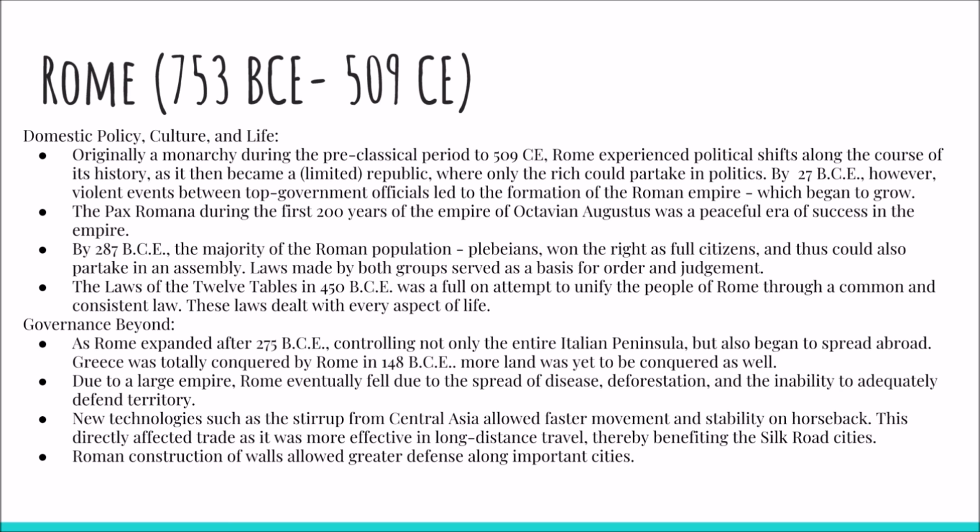Eventually, however, Rome fell due to a range of issues: disease, deforestation, and the inability to adequately defend territory could be credited to the environment. Rome's trade routes facilitated a large amount of movement among people due to the creation of walls and roads to aid and protect trade, which also aided the spread of disease and invaders. Rome's large girth meant that soldiers couldn't adequately defend all of its territories, seen as Rome was sacked by nomadic Vandals near its end. New technologies such as the stirrup from Central Asia allowed faster movement and stability on horseback, aiding trade. However, it also, again, aided the spread of disease.